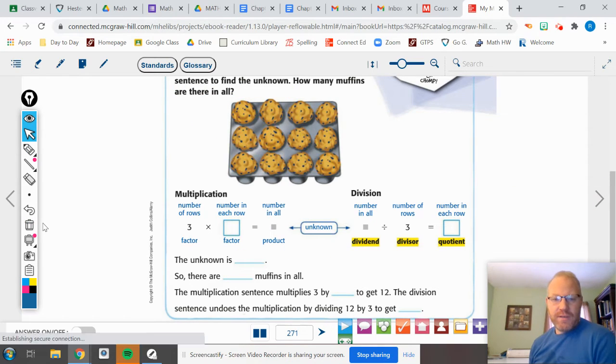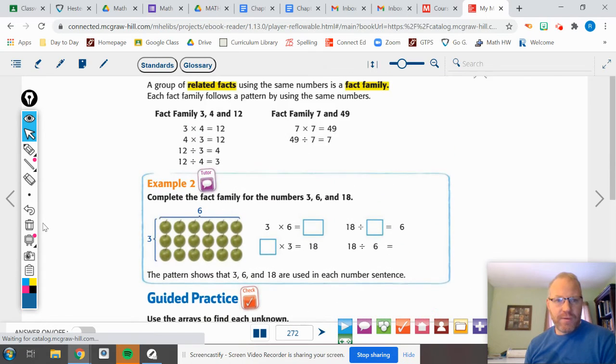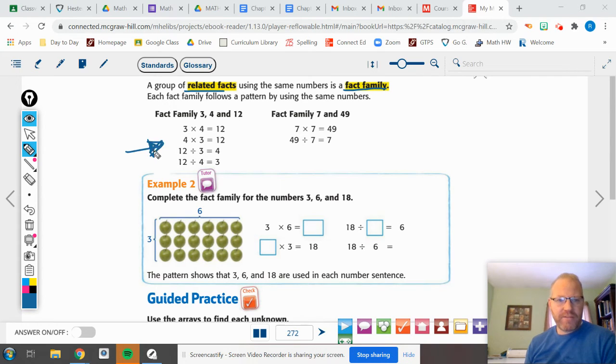So let's move on. We're on page 272. Page 272, we have an example. It says, a group of related facts using the same numbers is a fact family. So fact family, here's the example of a fact family for multiplication and division, just like when we did them with addition and subtraction. Each fact family follows a pattern by using the same numbers. So the fact family 3, 4, and 12, that's the multiplication division fact family.